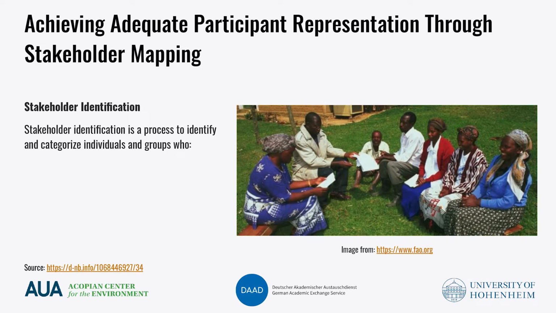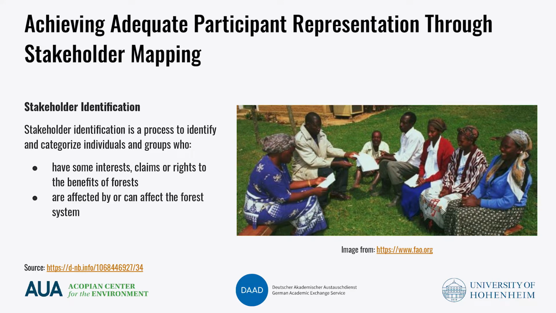What functions should forests perform? Stakeholder identification is a process to identify and categorize individuals and groups who have some interests, claims or rights to the benefits of forests and who are affected by, or can affect the forest system.